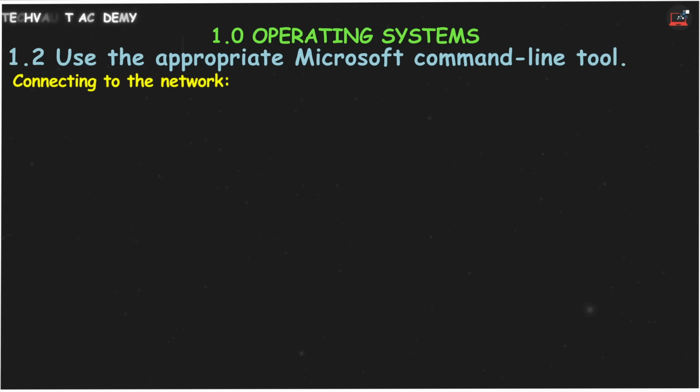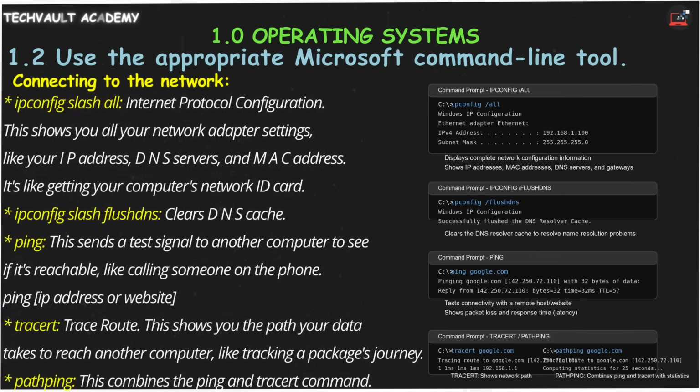Now let's connect to the network. ipconfig /all, Internet Protocol Configuration. This shows you all your network adapter settings like your IP address, DNS servers, and MAC address. It's like getting your computer's network ID card. ipconfig /flushdns clears the DNS cache.